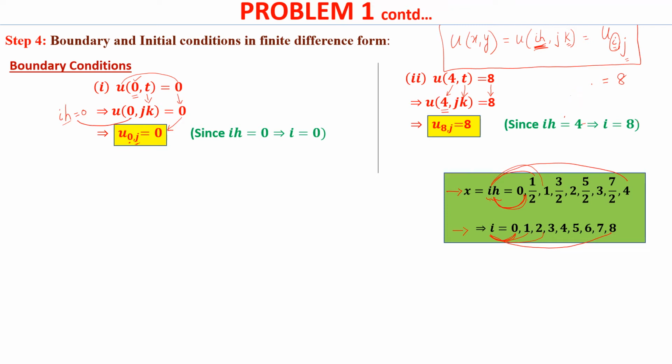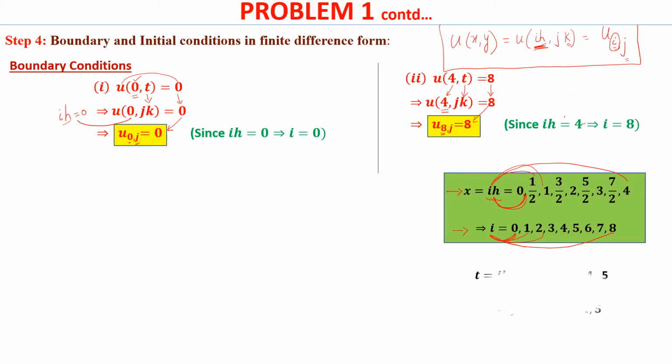So I repeat once again, we first write it in the finite difference form by introducing ih and jk. Then the first component should be ih, but that's taking the value 4. So when ih takes the value 4, that is this last value, then the I value takes the last value, which is 8, and that I value has to be written as the first suffix. The second argument for jk becomes j, that 8 continues to be 8. And these are called the boundary conditions in finite difference form.